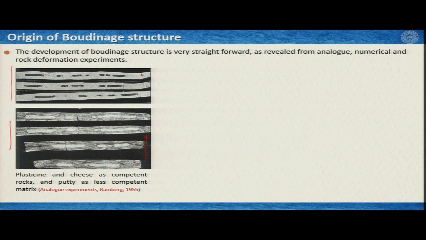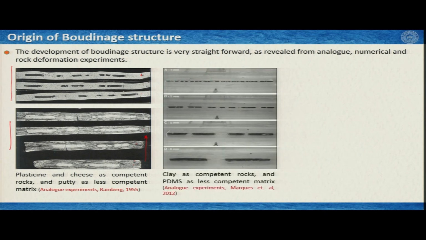Now, this is another experiment from Marcos et al., where you see these four are four different experiments. He changed the layer thickness and then deformed it. So, here the layers are actually clay, and the matrix, the less competent matrix, is PDMS, a kind of polymer known as polydimethylsiloxane, and here he also produced, as you can see, that Boudinage structure.